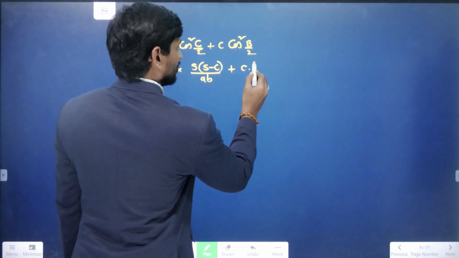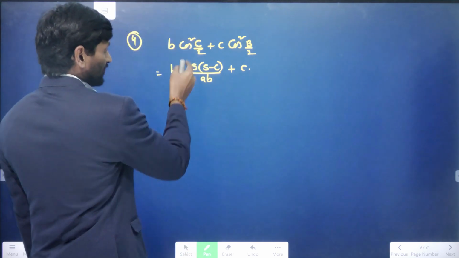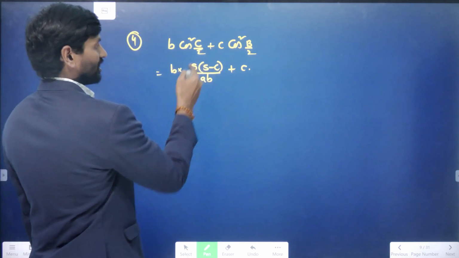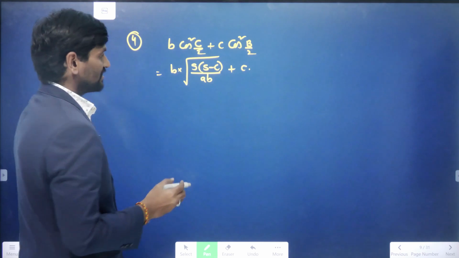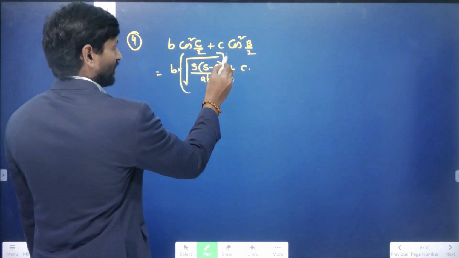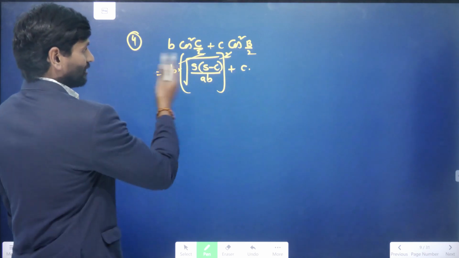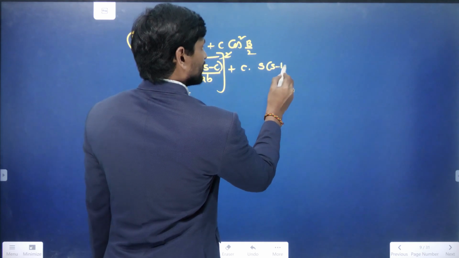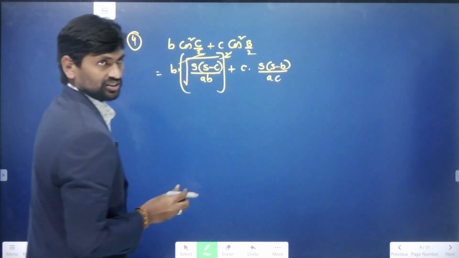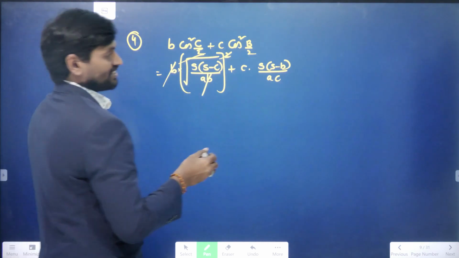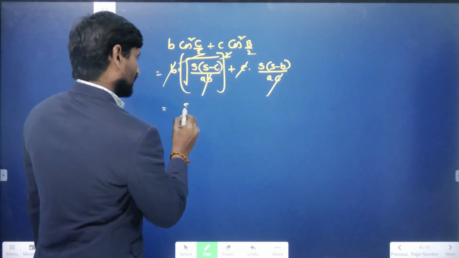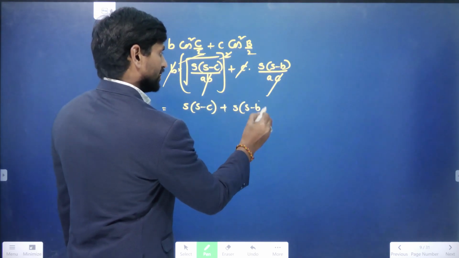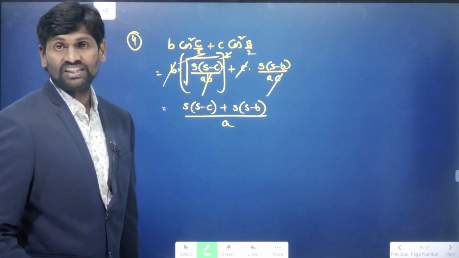Here cos square is there, that's why I removed the square root. Cos C by 2 value is root over S into S minus C by AB, but it is cos square, no? If I apply the square, the root cancels. That's why I removed that. Now cos B by 2 value is S into S minus B by AC. Now denominator B, numerator B cancel. Denominator C, numerator C cancel. What is remaining? S into S minus C plus S into S minus B, whole divided by A, because both have the same denominator A.